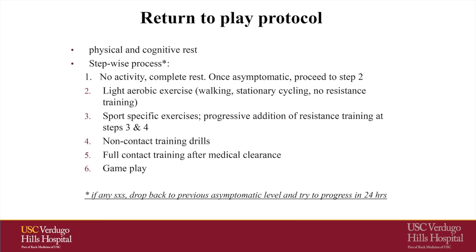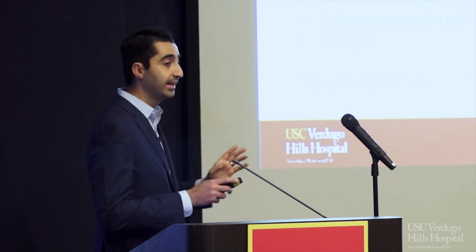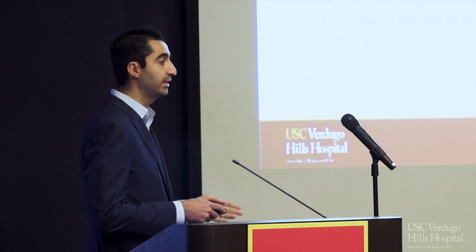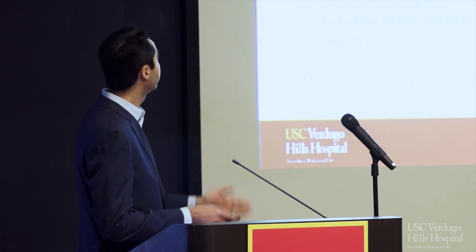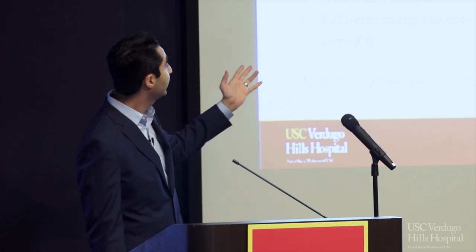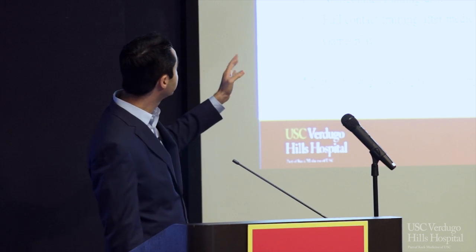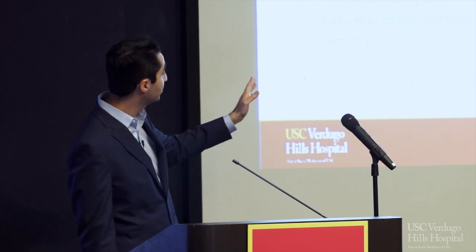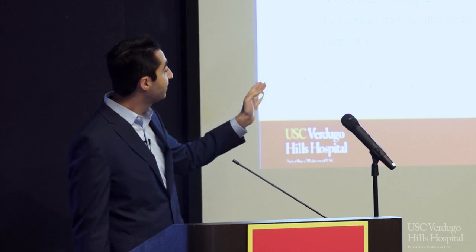Step 1: no activity, complete rest. Once asymptomatic, you can go to step 2: light aerobic exercise, walking, stationary bike, no resistance training, nobody tackling you. Just light exercise, fast walking, not a marathon or anything like that. Then sports-specific exercises; you could get into resistance training at steps 3 and 4, non-contact training drills. Full contact training after medical clearance.